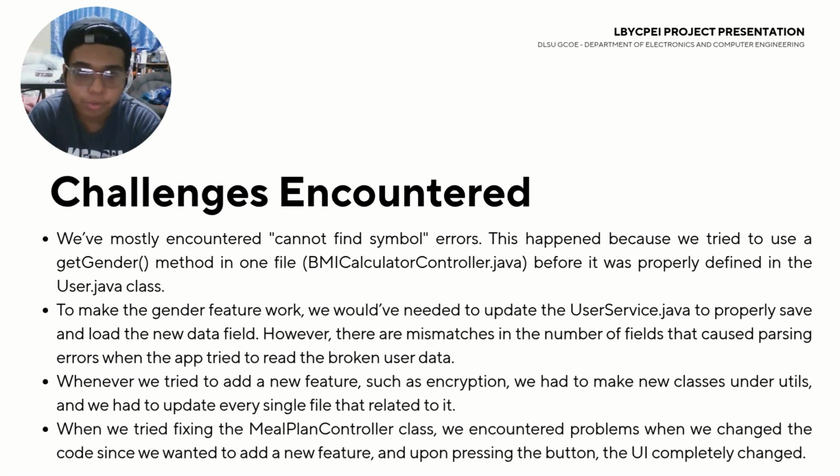Whenever we tried to add a new feature, such as encryption, we had to make new classes under utils, and we had to update every single file that related to it. When we tried fixing the meal plan controller class, we encountered problems when we changed the code since we wanted to add a new feature, and upon pressing the button, the UI completely changed.